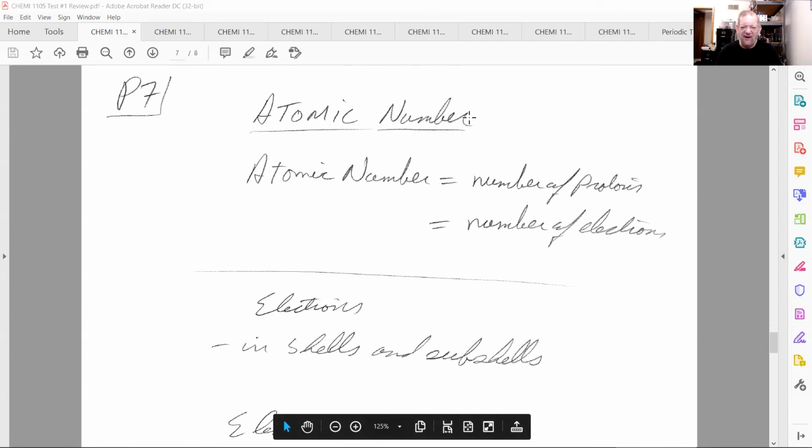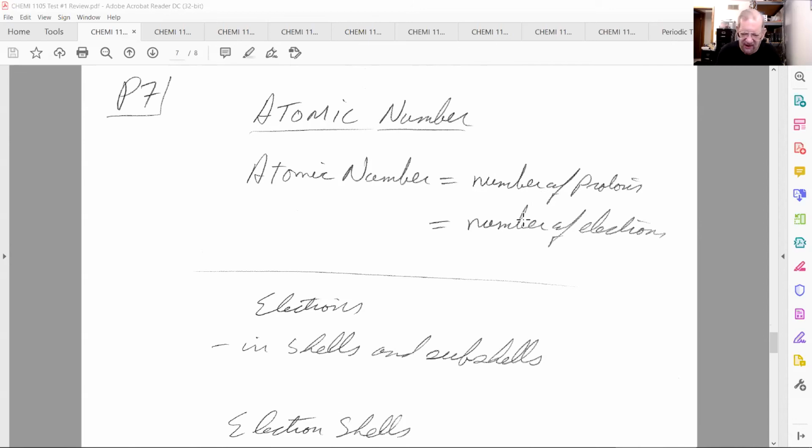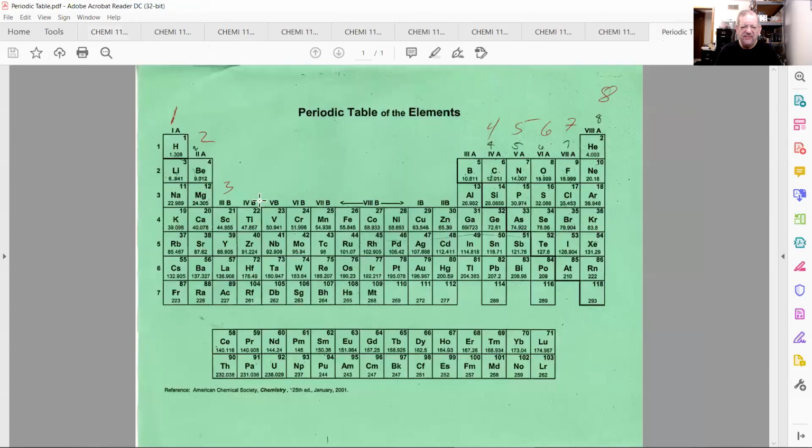Now, when we talk about atoms, there's the atomic number. And you should know the atomic number equals the number of protons. And because all atoms of the elements have a net zero charge, that means it also equals the number of electrons. And if we go to our periodic table, if you look in the upper right-hand corner, that's the atomic number. And I would ask you, how many electrons and protons does carbon have?